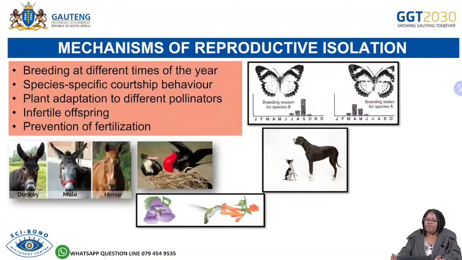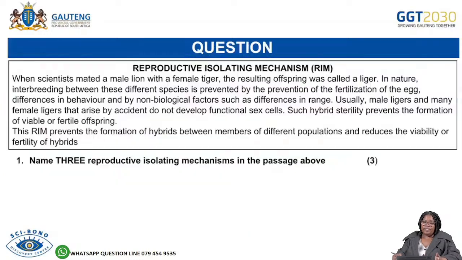Right. Mechanism of reproductive isolation. We'll be looking at barriers that will prevent what? Reproduction to take place. So it is breeding at different times of the year, species-specific courtship, plant adaptation to different pollinators, infertile offspring, and prevention of fertilization. If we had enough time, I would go through each one of them. Right. The last question, reproductive isolation mechanism. That is RIM, reproductive isolation mechanism.